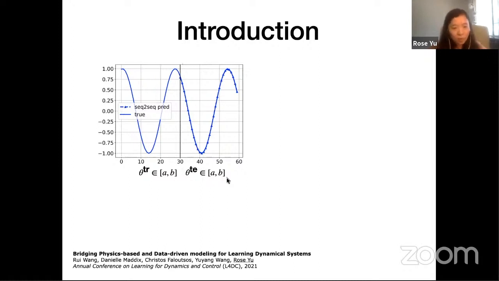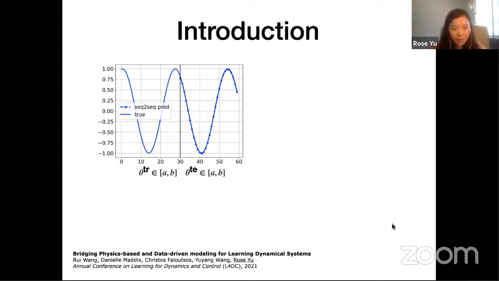Of course, we don't want the test set to be the same as the training set, so the examples are different, right? But only the parameters that govern the dynamics are drawn from the same distribution, which is the interval between A and B. If you look at the prediction of a deep learning model, here we're testing with a sequence-to-sequence model, you can see that the prediction overlaps perfectly with the ground truth in the forecasting setting. That's not surprising, because we know deep learning models are universal function approximators.